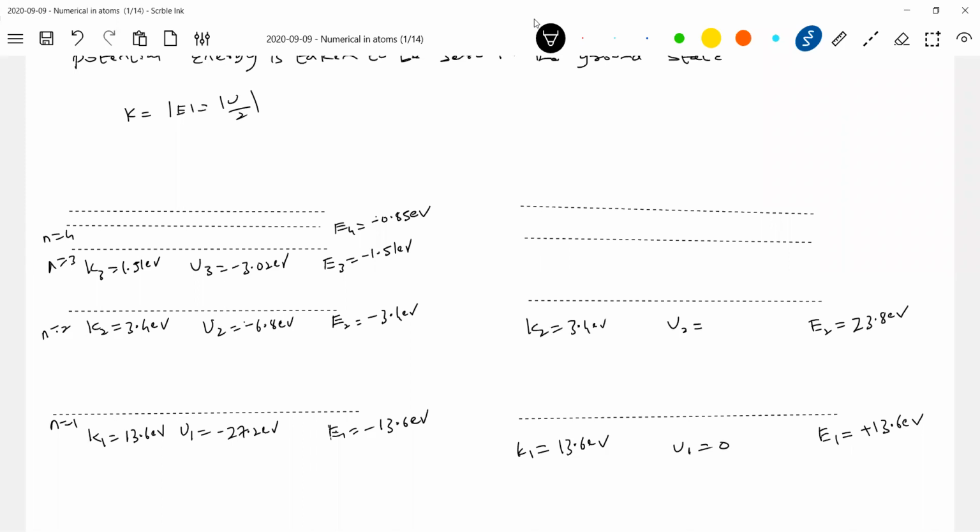You calculate U2 now. So how to calculate U2? E2 is equal to U2 plus K2. So this will become 20.4 electron volt. Similarly, K3 will be how much? 1.51 electron volt. So you add 27 minus anybody value?